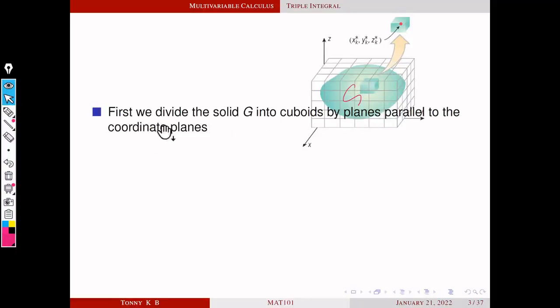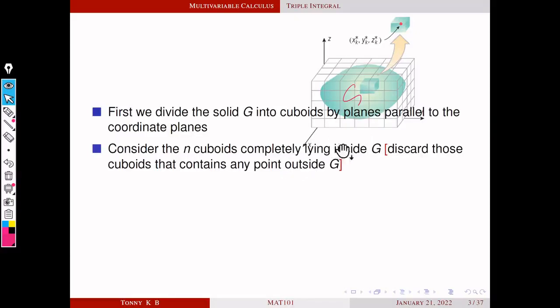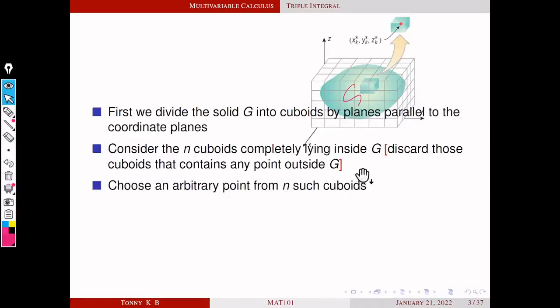So first we divide the solid G into cuboids by planes parallel to the coordinate planes. Similar to two-dimensional integration, here we assume that there are n such cuboids completely lying inside G. We discard those cuboids which contain points outside G. Next step is to choose an arbitrary point from each of the n cuboids. Suppose this is our kth cuboid.